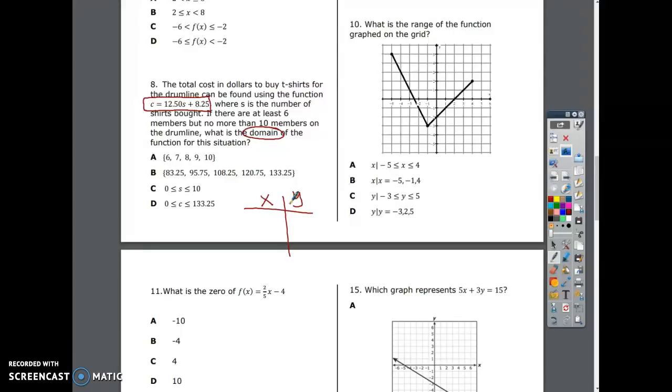It says the total cost in dollars to buy t-shirts for the drum line can be found using this function, where S is the number of shirts bought. So right here, that's the number of t-shirts that they buy. If there are at least 6 members, but no more than 10 members on the drum line, what is the domain of the function for this situation? So, we really don't have to put this in Desmos because it's already giving us the answer. S is the number of shirts. That's my X, which is my domain. I don't need the cost, which is the Y.